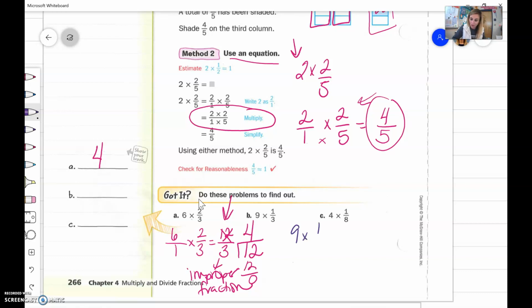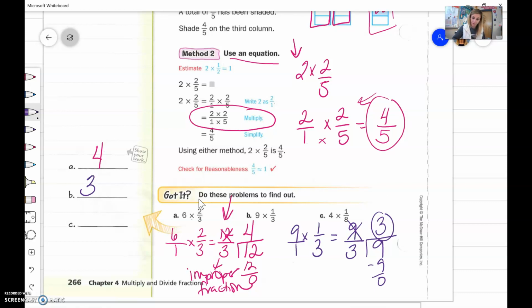9 times 1/3. First thing is put that over 1, and then I'm going to multiply across. 9 times 1 is 9. Multiply my denominators. 1 times 3 is 3. I get 9/3. Can I leave it as 9/3? No, I cannot have a numerator bigger than the denominator. So to get rid of that, I'm going to drop my numerator down and divide. So now I have 9 divided by 3. I know that goes in 3 times, 0 left over, so my answer is 3.